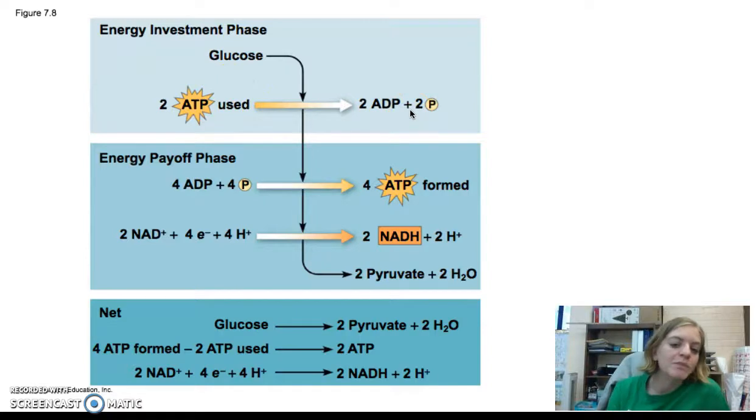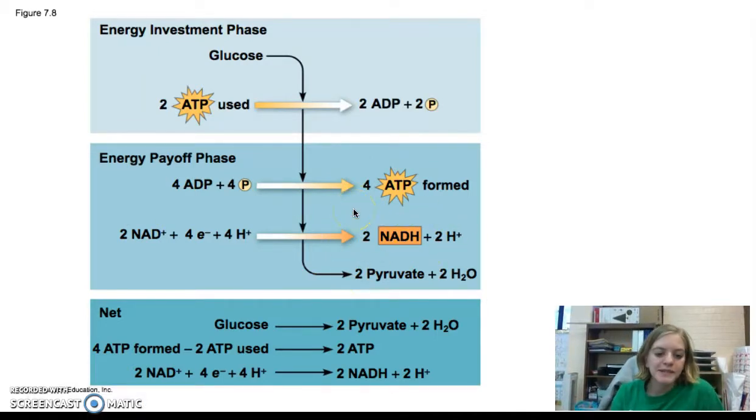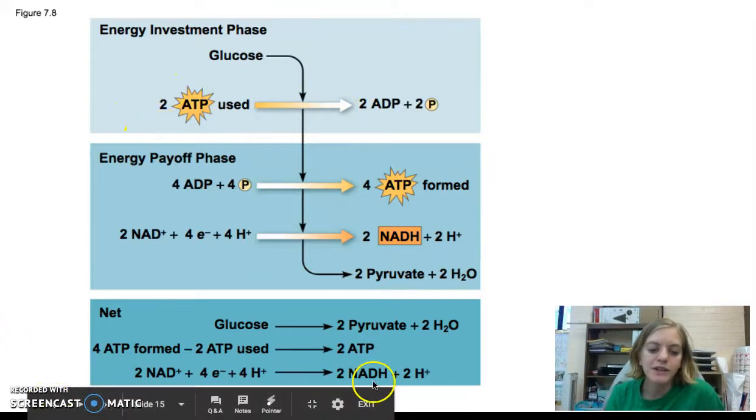And then in the energy payoff phase, that ADP gets converted to ATP once again, but now you can see you have 4 ATP. And then your NAD plus gets reduced and becomes NADH. And in the end, what we end up seeing is a conversion to 2 pyruvate and 2 waters. Now, please note that you might be confused, oh, there's 4 ATP shown here, but remember it's about the net. So remember it took us 2 ATP to get started, so the net is only going to be 2. And then we also have our 2 NADH molecules as well.